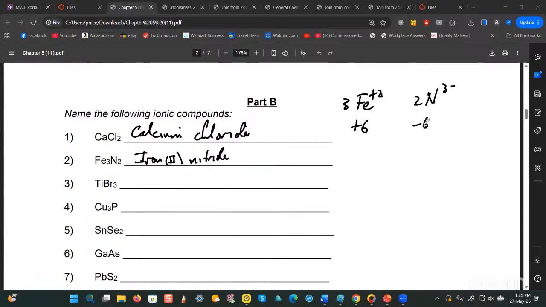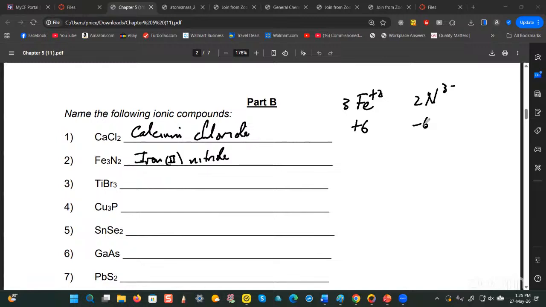Excuse me. Yes, ma'am. So you only have to do the Roman numeral if the two things you're combining are both equal? So like they both add to 6 or they cancel each other out? No, you use Roman numerals if you can have more than one ion of that element with different charges. So like in the case of iron, you can have +2 and you can have +3. So you have to specify which one, and that's how you do that.